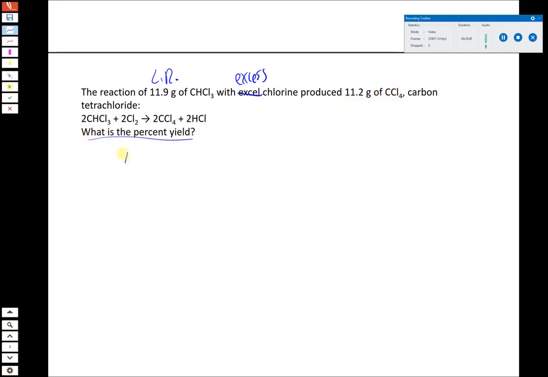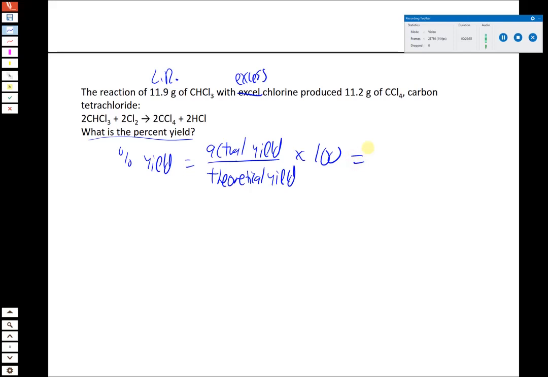So just like before, the percent yield is going to be the actual yield divided by the theoretical yield times 100. And in this case, as is typically the case, if we're calculating percent yield, the actual is going to be given to us. So we're producing 11.2 grams of CCl4, so that's going to be our actual yield. Our theoretical yield is not given to us here, so that's what we're going to calculate. We multiply that by 100.